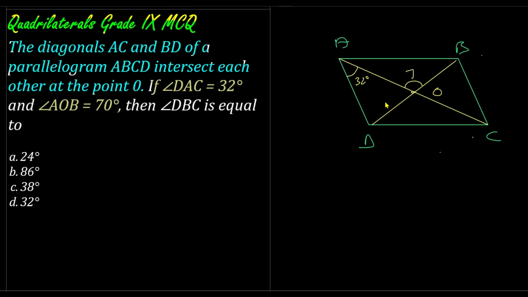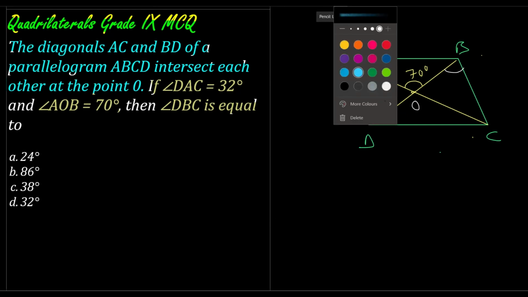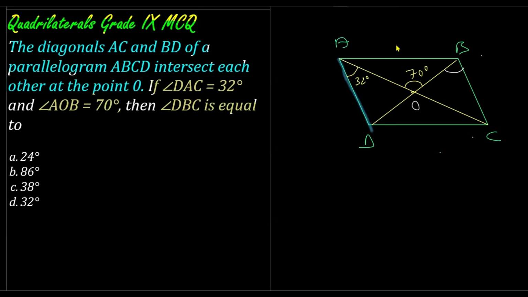AOB, this angle is 70°. And what we have to find out is the value of angle DBC. So where is DBC? Check DBC. This angle is what we have to find out. Now, what you can see from here, let's say if I write O here, we know that these two lines are parallel, right? Here, AD is parallel to BC, and considering this as the transversal over here, this angle and this angle will be equal by alternate interior angles.